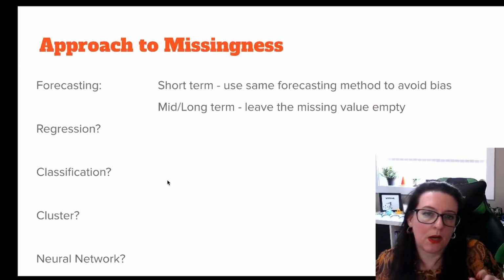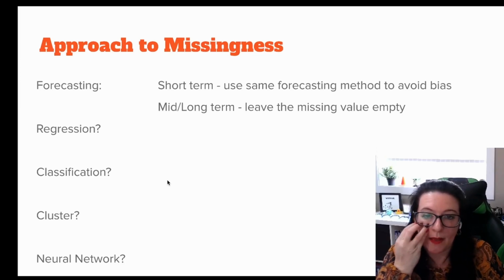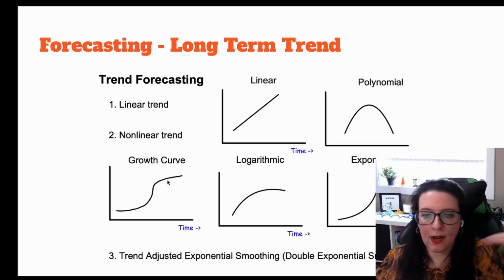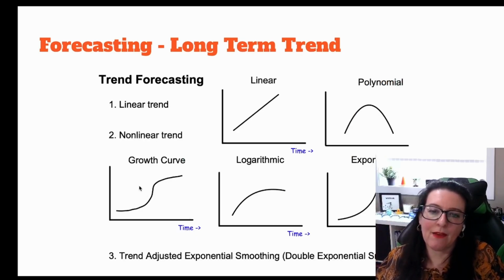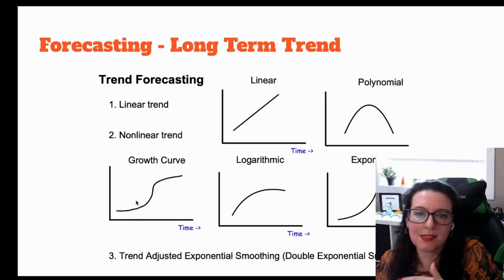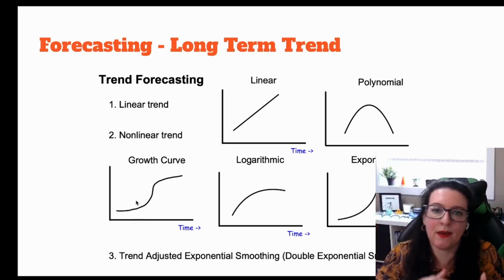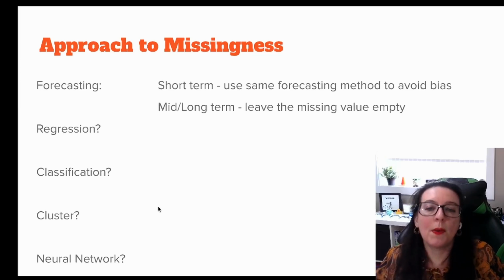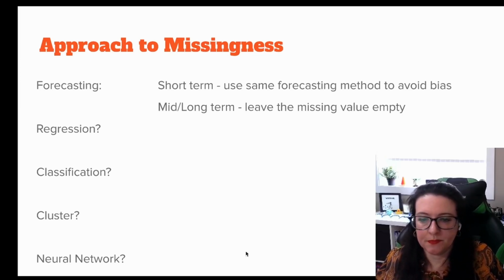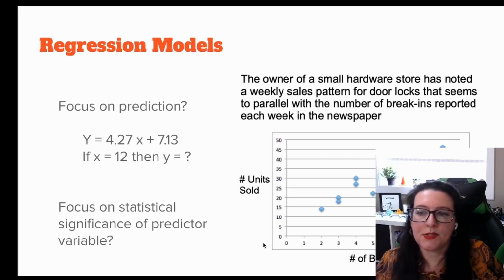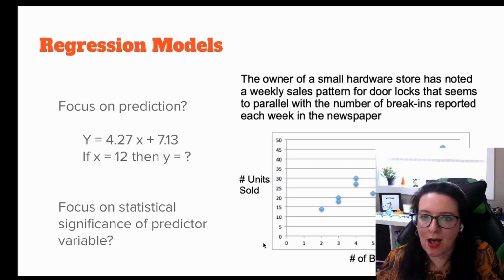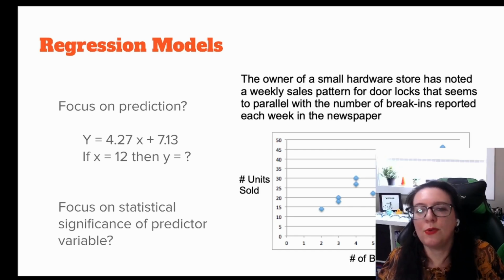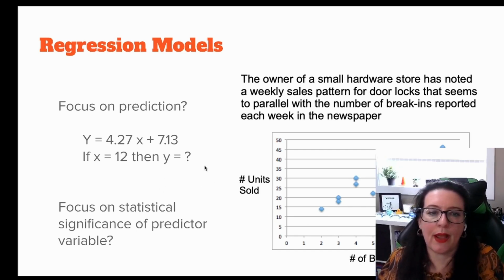So medium and long term, we leave the missing value empty because that time component fits into whatever shape curve, and having an average or a median has varying impacts of bias depending on where you are in that curve. So better off just to leave it. Okay, what about a regression model? All right, so in our regression model, instead of time, we have some other variable or variables that we are using to create our forecast.